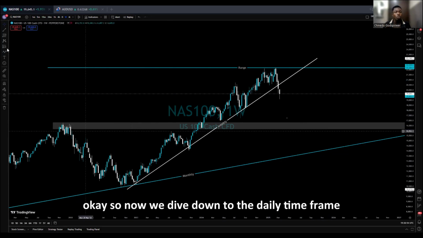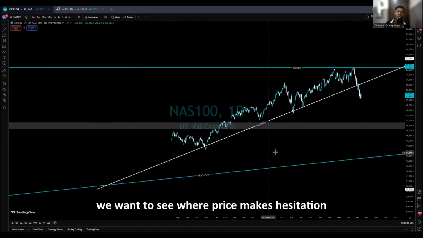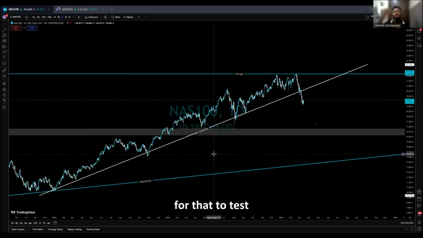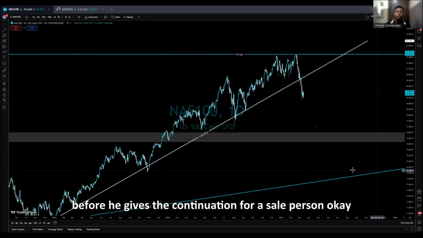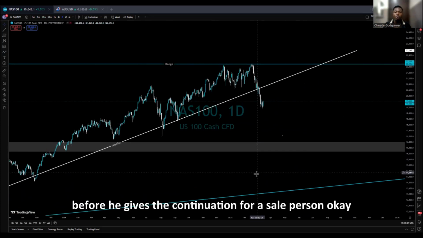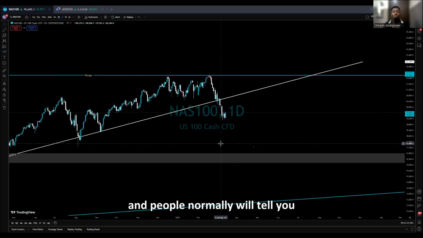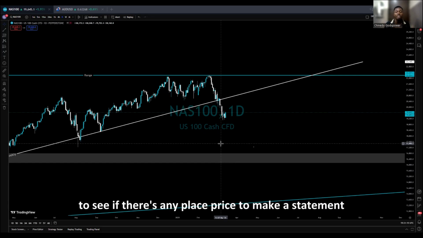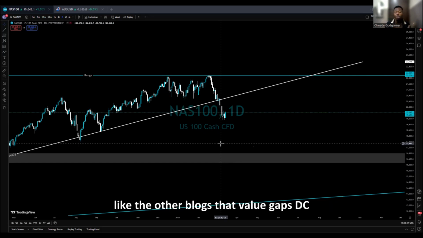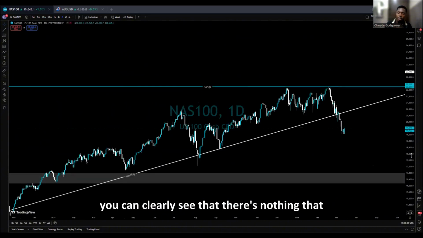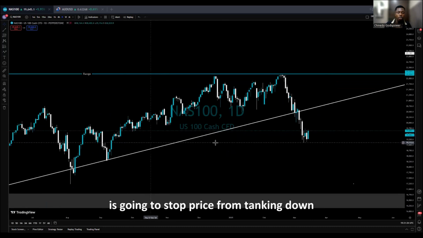Okay, so now we dive down to the daily time frame. We want to see where price makes hesitation to test before it gives the continuation for a sell pattern, because right now we're expecting price to buy for a retest. Normally you look left to see what the market has done, to see if there's any place for price to make hesitation, like order blocks, fair value gaps, and so on. Now looking left, you can clearly see that there's nothing that is going to stop price from tanking down.